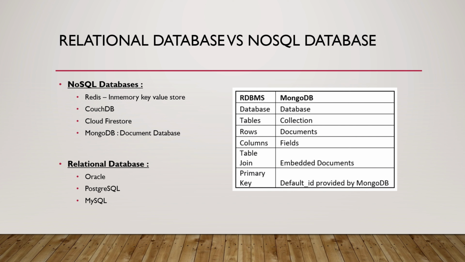In a relational database, data is stored in different tables, and these tables have a fixed schema. Data that is stored in those tables has relations. In order to retrieve some data from the relational database, you usually perform join requests that combine data from different tables. But in NoSQL, MongoDB is a document database.